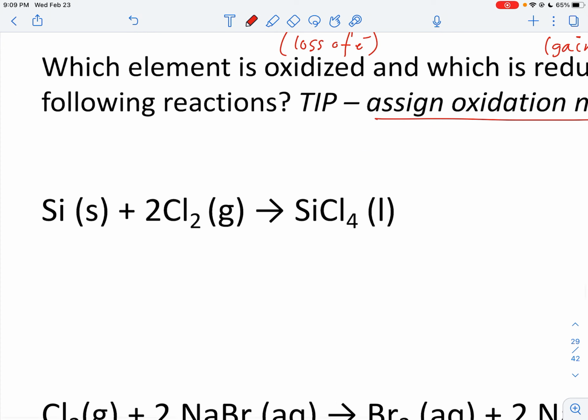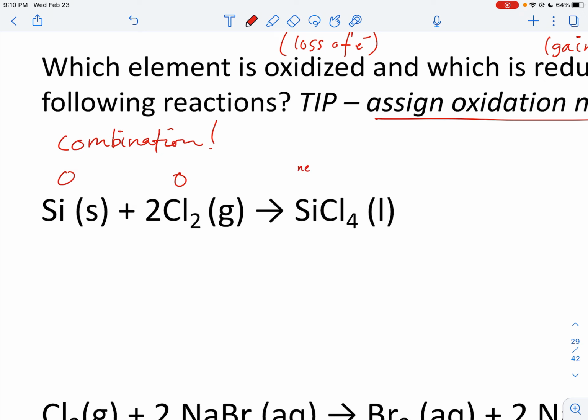All right, so silicon, Si. You know what I notice? It's by itself, so it should get an oxidation number of 0. Know what else I noticed? Chlorine is by itself, so it should get an oxidation number of 0. What kind of reaction is this? This is combination. And remember earlier I said single displacement and combination reactions are always redox, okay? And then on the product side, we have SiCl4, silicon tetrachloride.